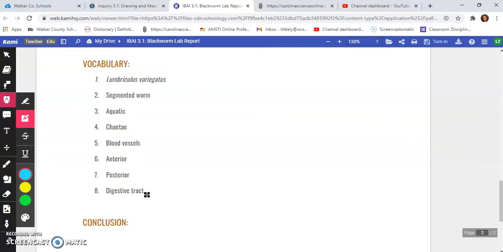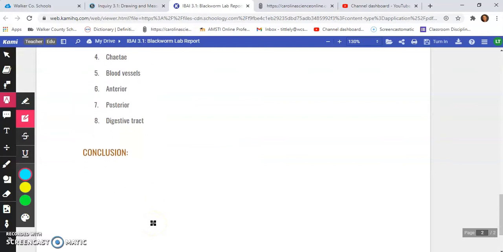Now, what the blackworms most likely eat are little microorganisms and microparticles that would be in the pond where they live. They generally live in freshwater ponds and creeks. They'll usually be along the banks of the creek or river or pond. And they're so tiny you probably have not noticed them before.